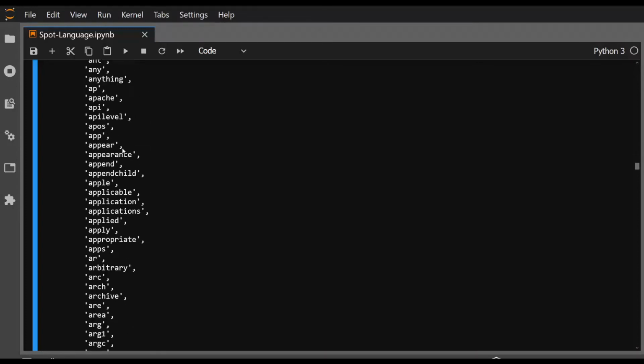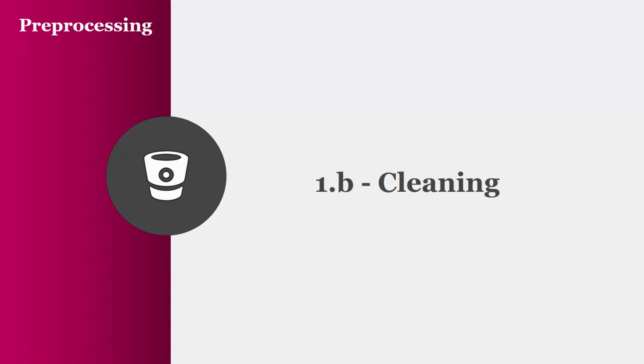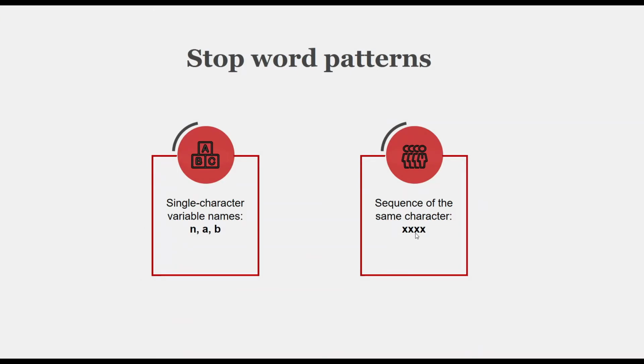Now that we saw how we get our tokens in code, let's jump into the next section. Before we can exploit textual data, a good practice is to do some cleaning up. In fact, while looking through the different tokens, we noticed that there are a lot of single character variable names, or ones constituted with a sequence of the same character, such as XXX, which does not add much information to the classifier.